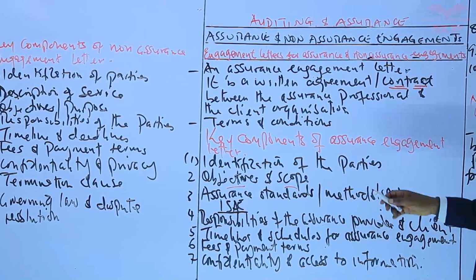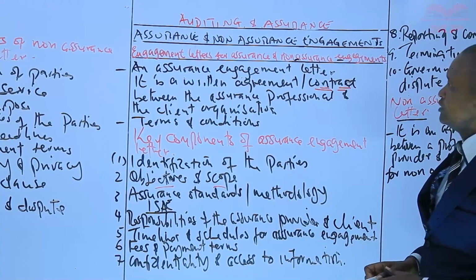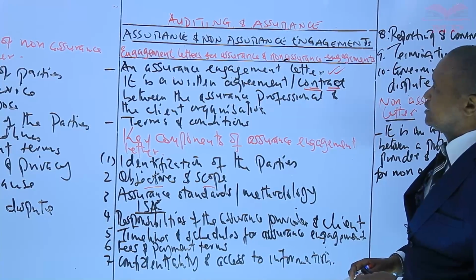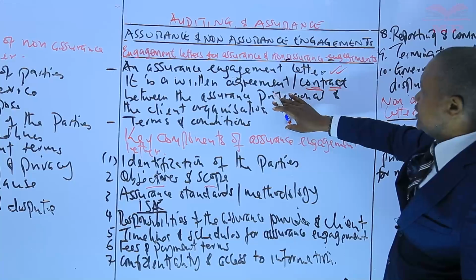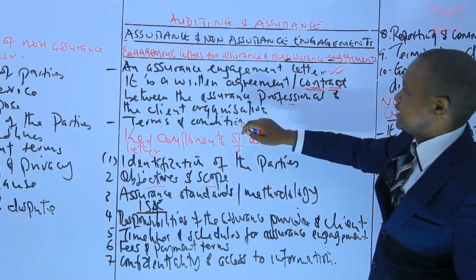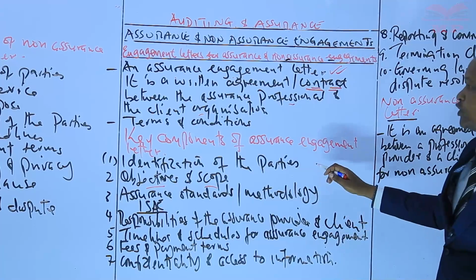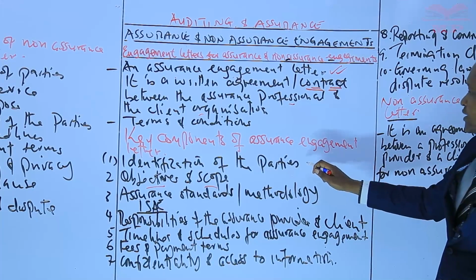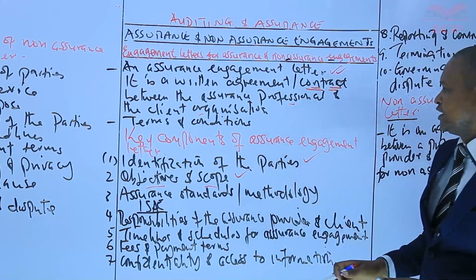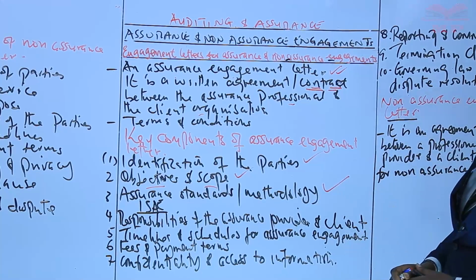And that marks the end of today's lesson, where we've discussed two letters. One in relation to assurance engagement, the other one in relation to non-assurance engagement. We've defined an assurance engagement letter as a written agreement between the assurance professional and the client organization. We've identified the key components of an assurance engagement letter. One is identification of the parties. Two, objectives and scope. We also said there is a section on assurance standards and methodology.